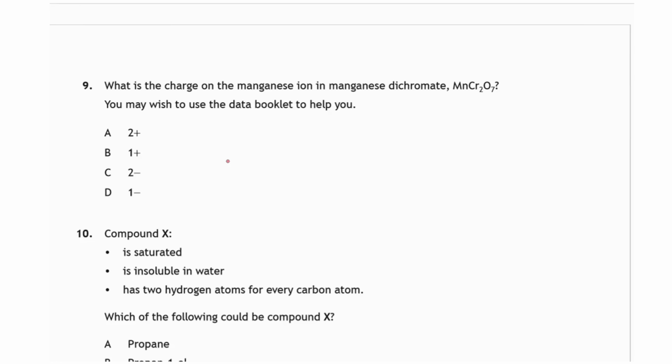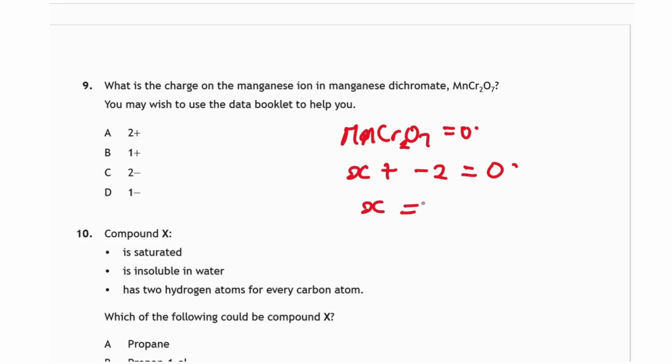And then question 9, what is the charge on the manganese ion in manganese dichromate? If you check your data booklet, this whole compound is neutral in the first place. But if we are to make it ionic, we don't know the charge of manganese, which is what we are looking for, but we do know that of dichromate, because in the data booklet it is -2, all summing to 0. So the charge of manganese would have to be positive to balance it. So manganese is going to be +2.